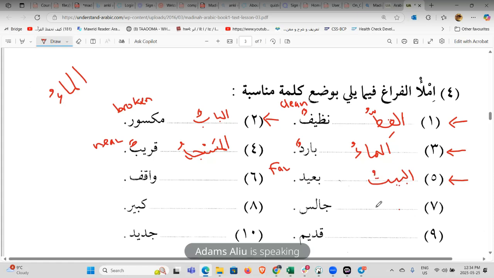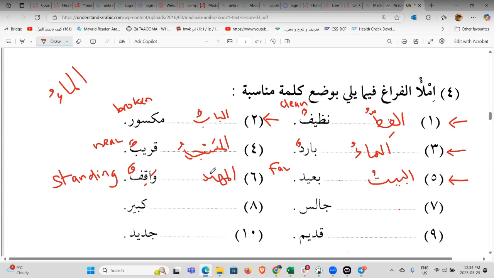Waqifun means standing. Al-Muhandisu waqifun. The engineer is standing. Al-Muhandisu, the engineer. Al-Muhandisu waqifun. The engineer is standing.